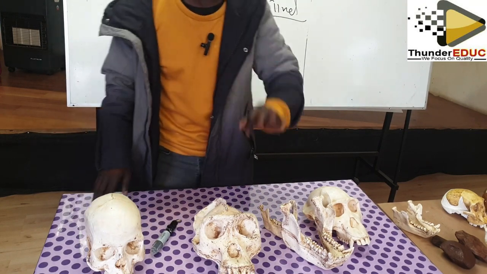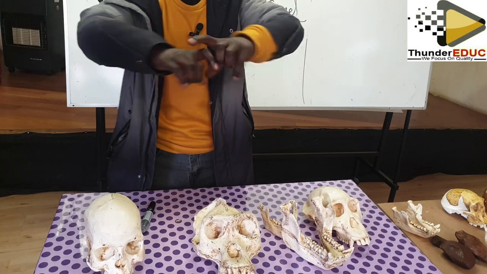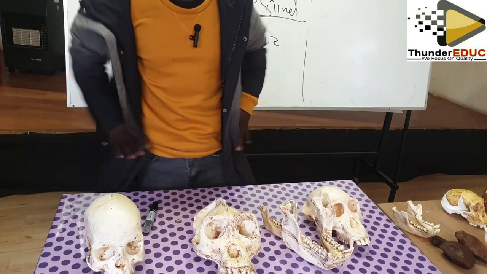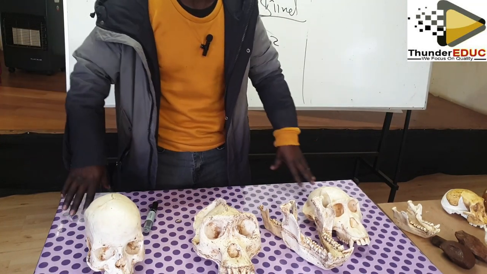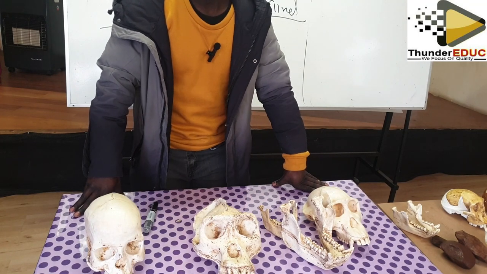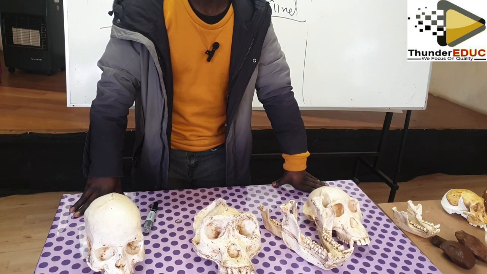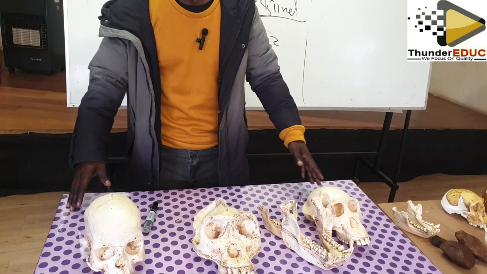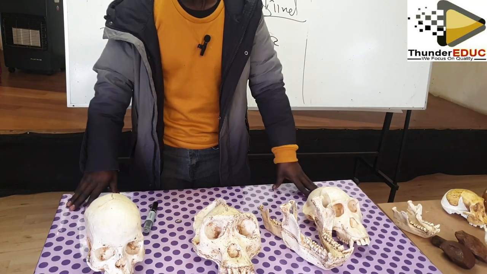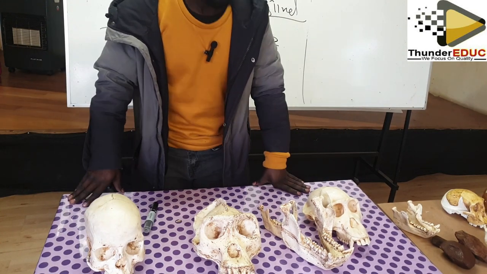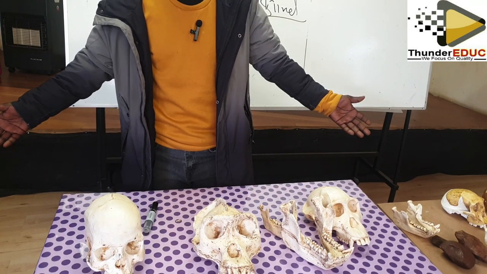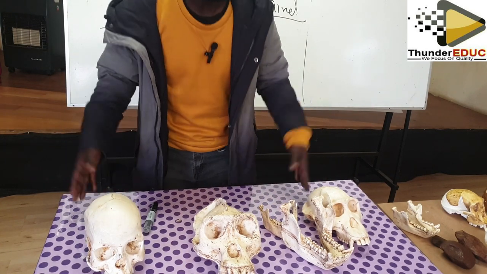Number three is the size of the pelvis, the pelvic girdle. What is the description? Short and wide. Why is it short and wide? To support the upper weight.